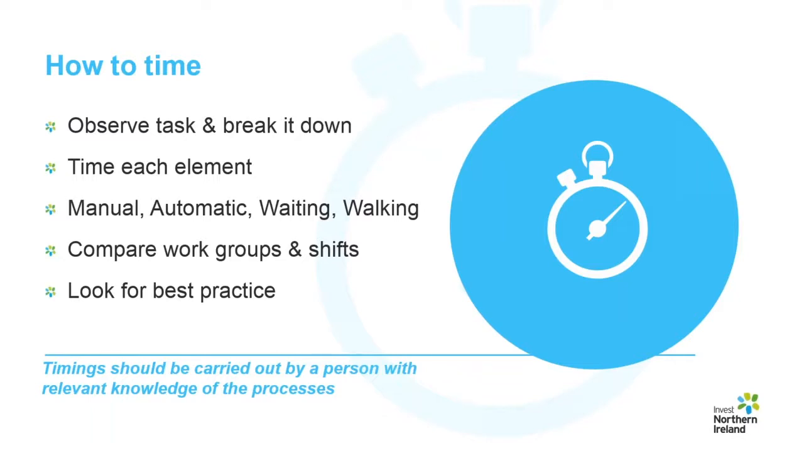Capture the manual, automatic, waiting, and walking associated with each operation. This will help to identify opportunities for improvement. Conduct comparisons across work groups and shifts to make sure the timings are a fair reflection of the ability of the entire team in the area. Look for best practice that can be shared from both individual tasks and across the overall process. Can any of the knacks or tricks of the trade be used in other areas or process steps?